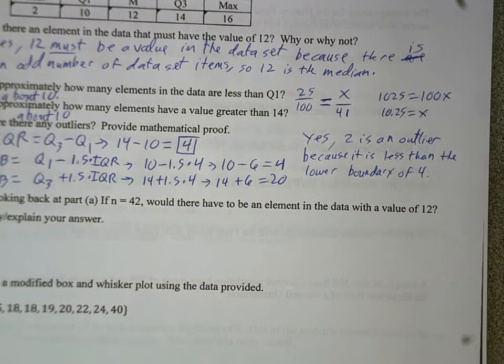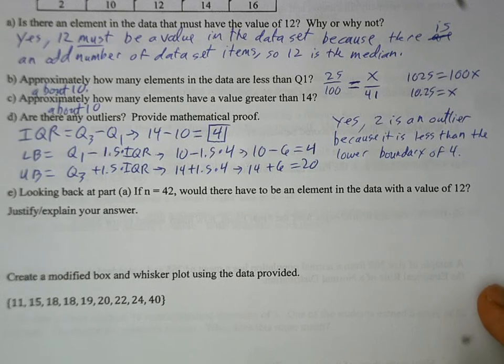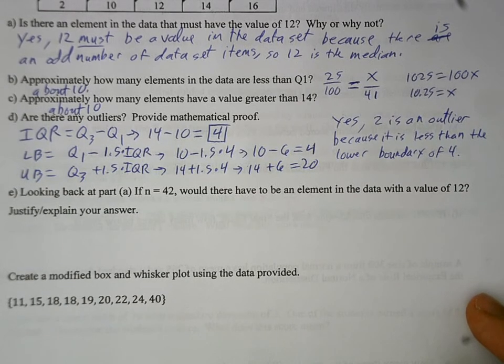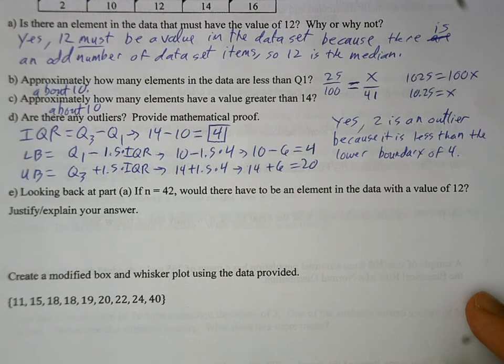Is everybody good with that? All right, letter E. Looking back at part A, if n was 42 instead, would 12 still be a part of our data set? Would it have to be? Why would they even ask this question? Like, what is it getting at? Anybody think they can explain?